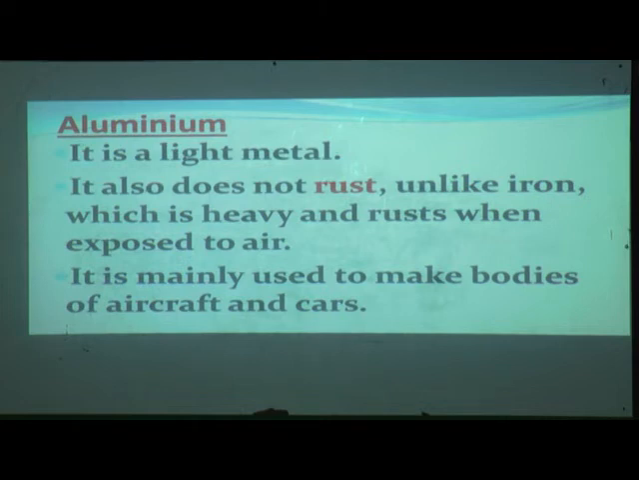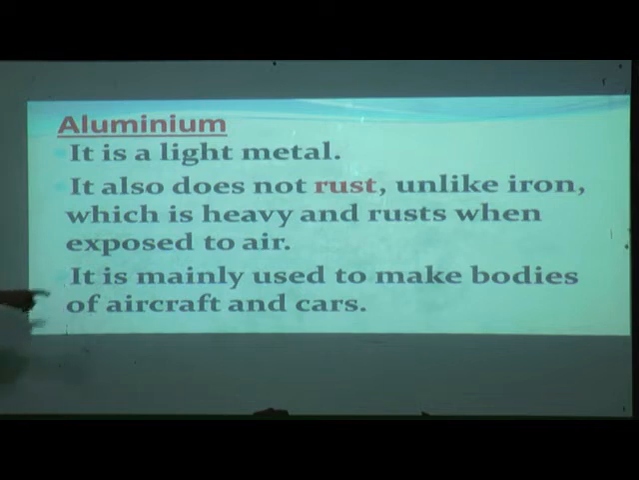Now come to the next metal, that is aluminium. Aluminium is a very light metal, so it is not as hard as others. It also does not rust unlike iron. Where we have iron objects, when they are working, they will be in a good condition. If we are not using them and leave them aside, what will happen? They will become rust, isn't it? But aluminium, whether you are using it or not, will not rust.